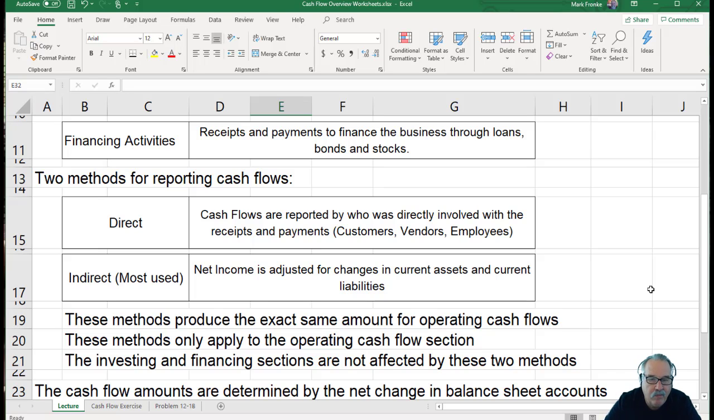So that's why we're going to focus on that. And with the indirect method, what we do is we start with net income, which is on an accrual basis, of course, and then we adjust it for changes in current assets and current liabilities, receivables and payables, and inventory, merchandise inventory, and that kind of thing.